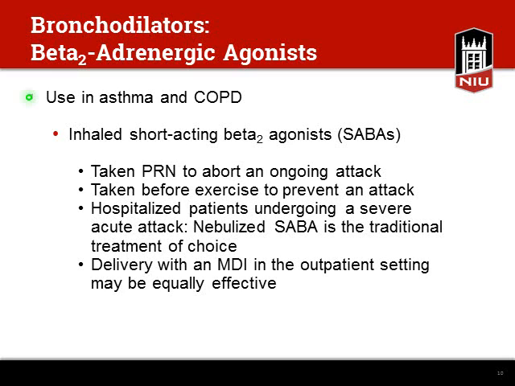So our beta-2 agonists use in asthma and COPD, we're going to break it down into 2 different categories. First, we have our inhaled short-acting beta-2 agonists, SABA for short-acting beta-2 agonists. These are utilized PRN to abort an ongoing asthma attack. We can also utilize them prior to exercise to prevent a bronchospasm.